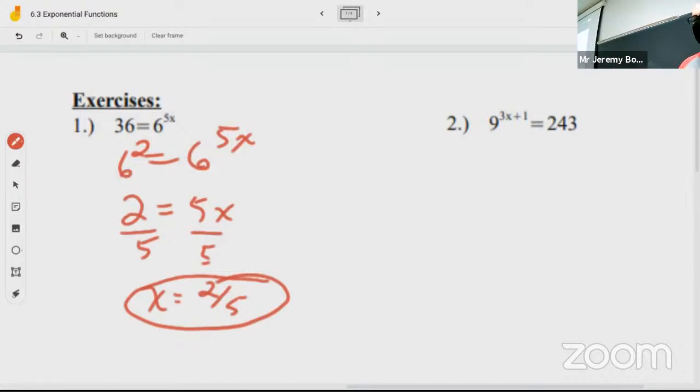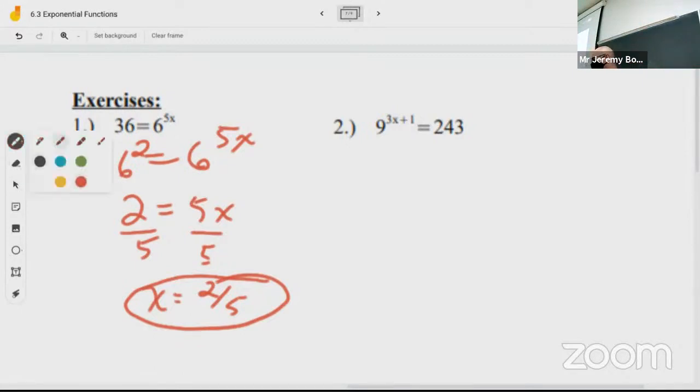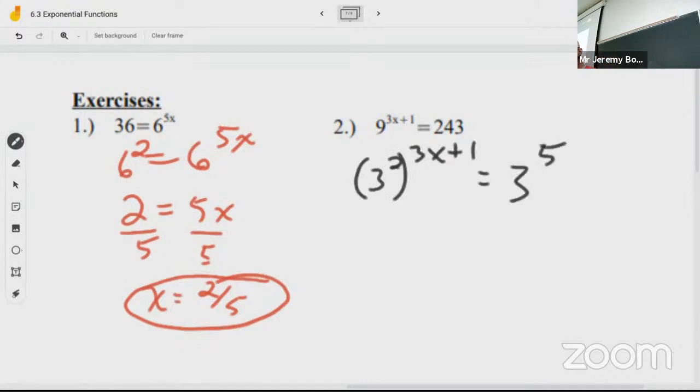All right, in the second one, you look at 243, you can't express that in base 9. It almost does, but you end up with, I think, 9 times 9 times 3. Is that right? Yes, that is right. And so you can't express that one in base 9. So what base did we choose then? 3. So we're going to go with base 3. On the left-hand side, it's going to be 3 squared raised to the 3x plus 1. On the right-hand side, it's going to be 3 to the 5th.